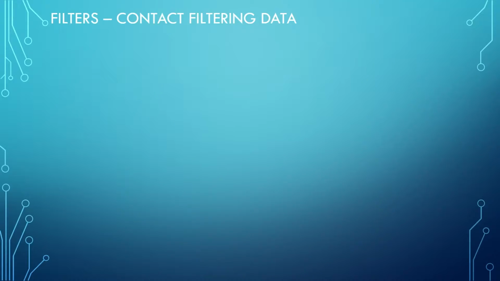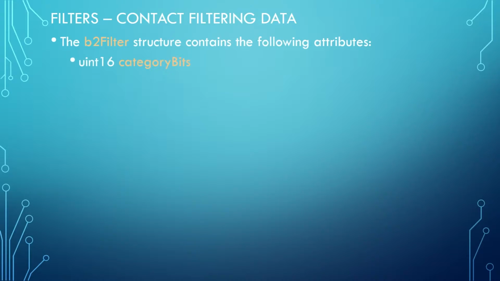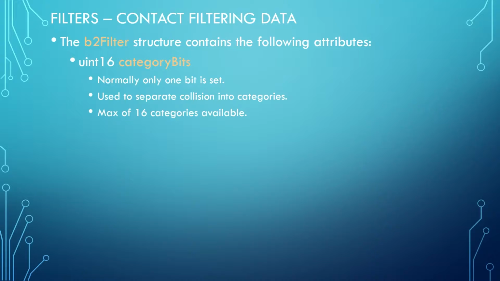Now let's take a look at contact filtering. The b2Filter structure contains the following. The uint16 category bits. The category bits are used to set the category that you want the body to fall under. We are using a uint16, so we'll have 16 different categories that we could use. You normally only set one bit, or place the body in one category. You can define the categories in many different ways, and we'll go over that in a different video.